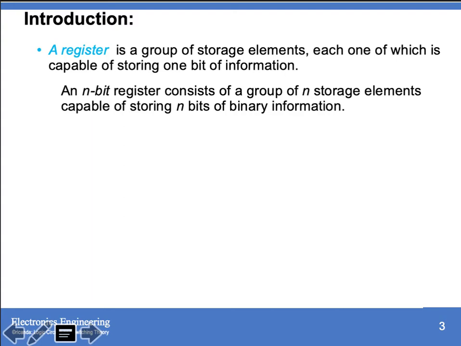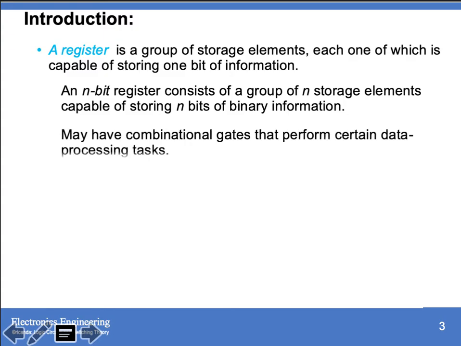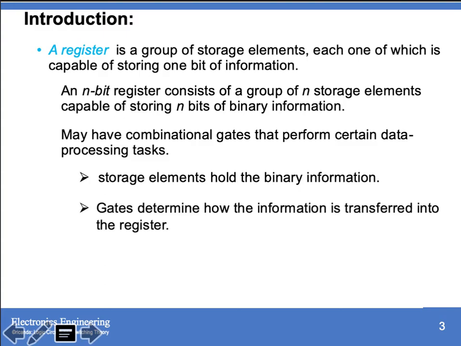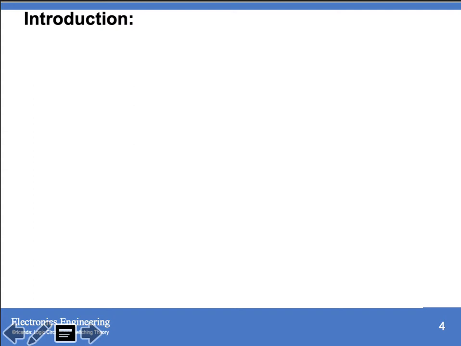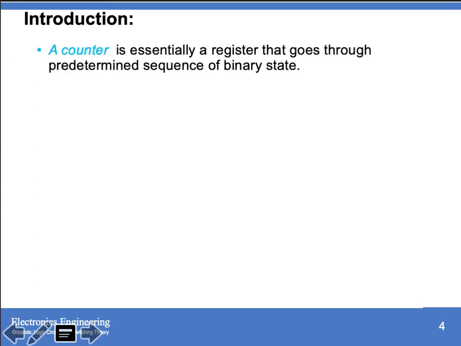Sometimes there are registers with combinational circuits or combinational gates. These gates perform certain data processing tasks. The storage elements hold the binary information, whereas the gates determine how the information is transferred into the register. A counter is a special type of register that goes through a predetermined sequence of binary states. The gates in the counter are connected in such a way as to produce the prescribed sequence of states.